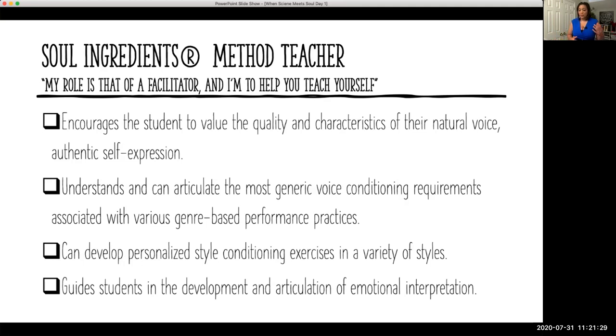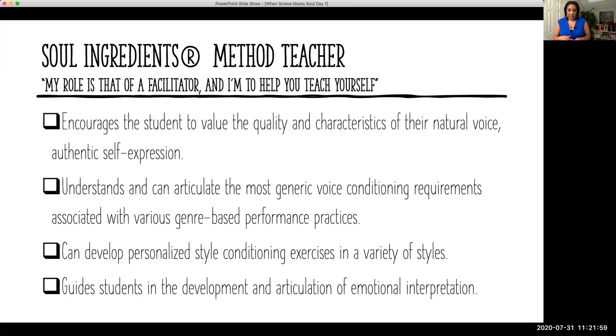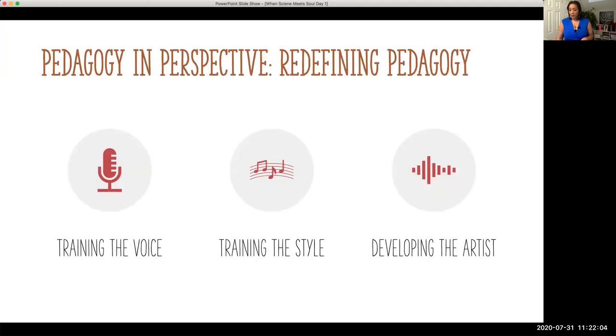And I want you to be able at the end of this weekend to develop personalized style conditioning exercises, which we'll talk about a little bit later today, what the differences of those things are. And actually, we'll do that on day 3. And also on day 3, we'll talk about how to guide students, and day 2, in developing and articulating emotional interpretation. All right? So that's what this weekend is about. And that's where our goals are coming from.